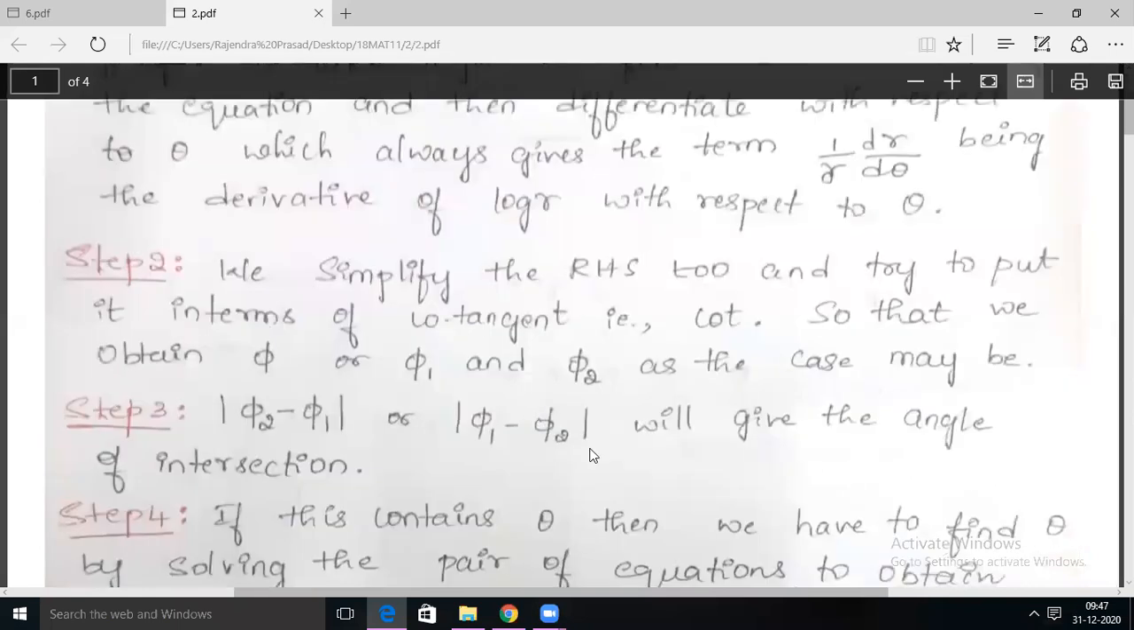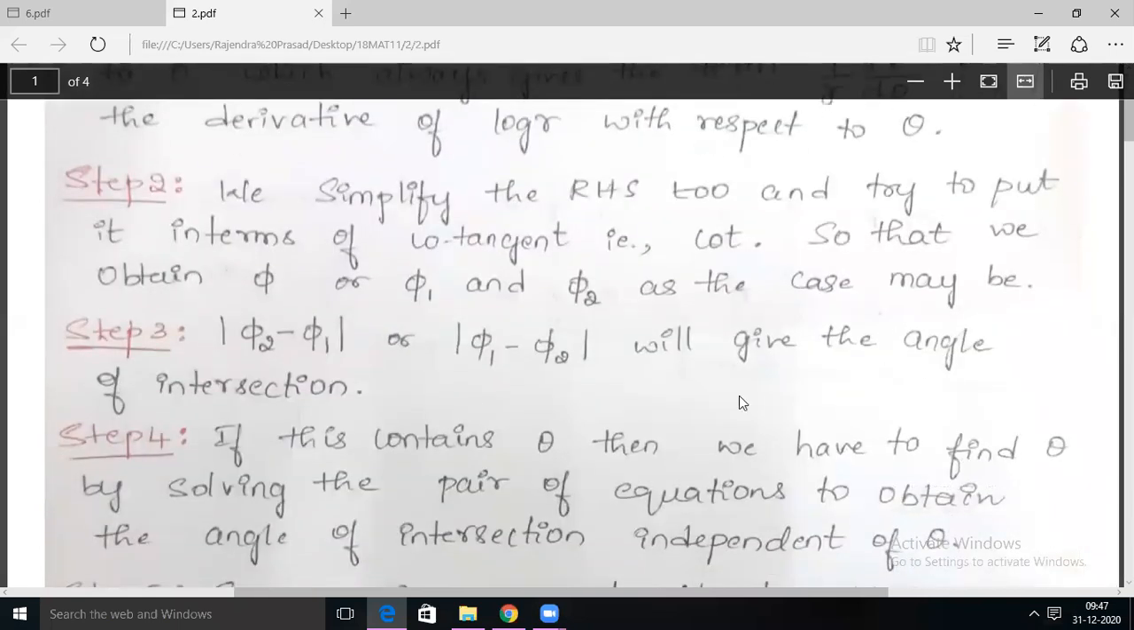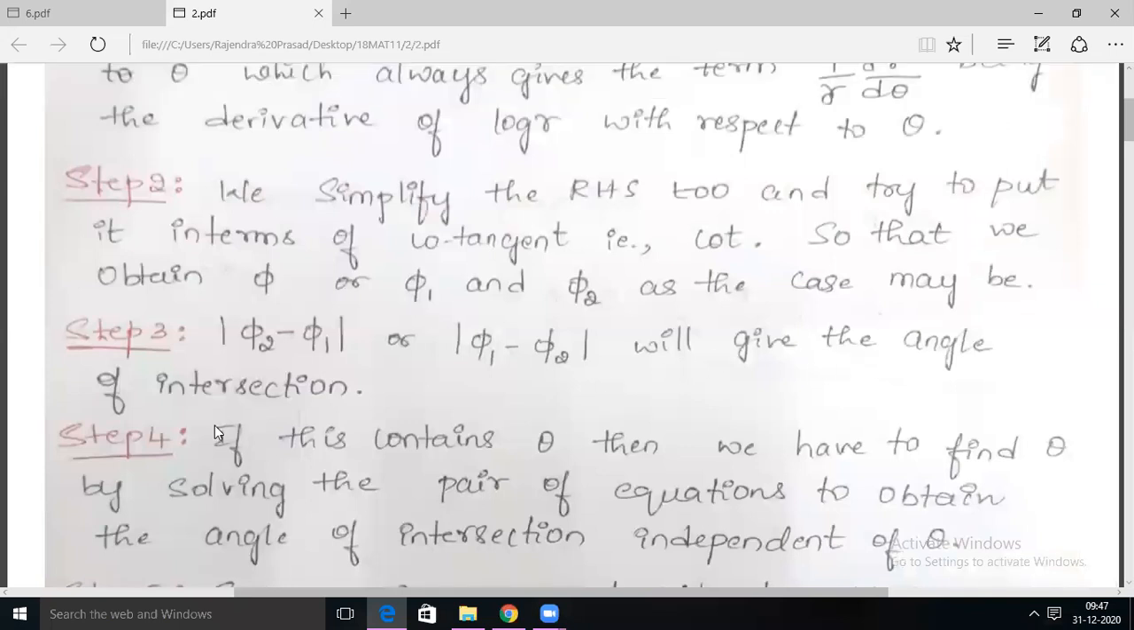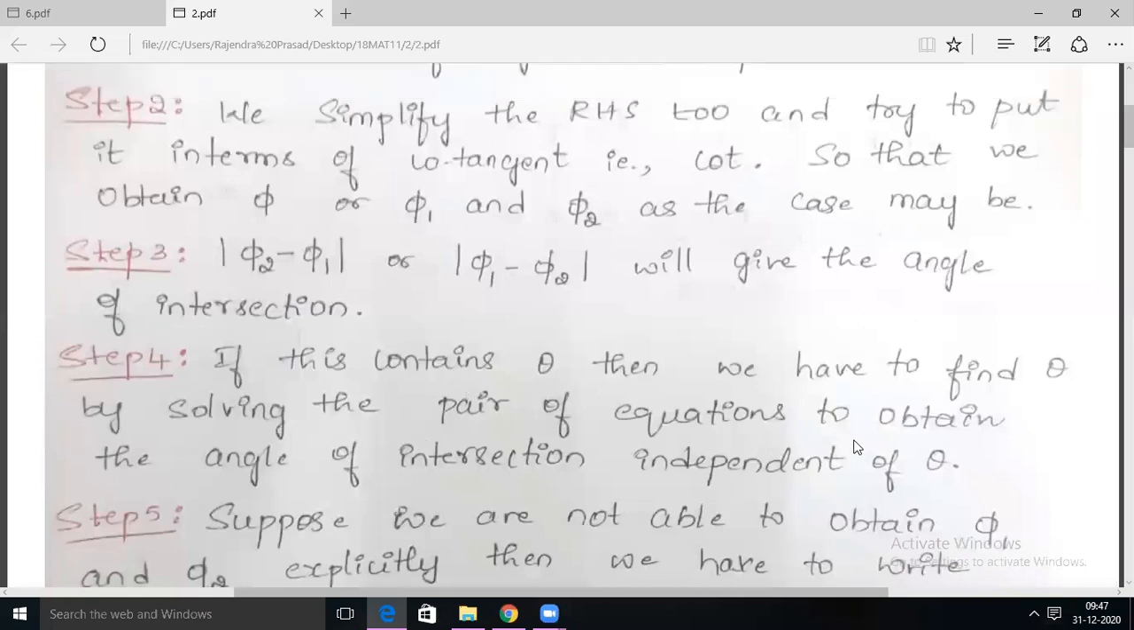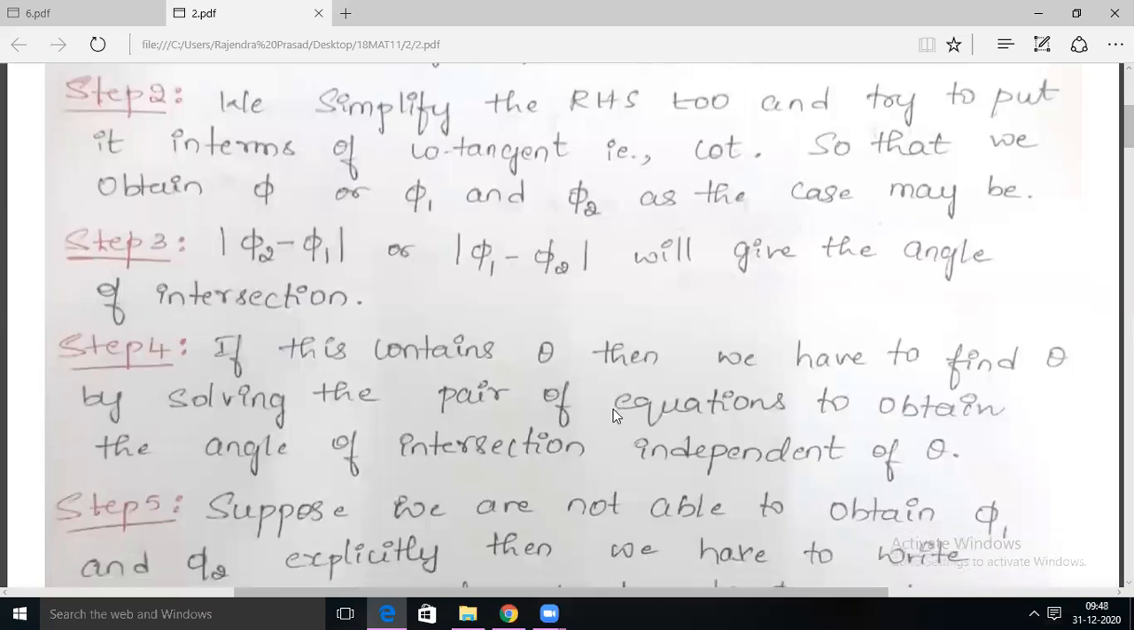Step number 3, phi 1 minus phi 2 will give the angle of intersection. If this contains theta, then we have to find theta by solving the pair of equations, to obtain the angle of intersection independent of theta. So suppose the angle of intersection contains theta, we have to find theta by using the given pair of equations.